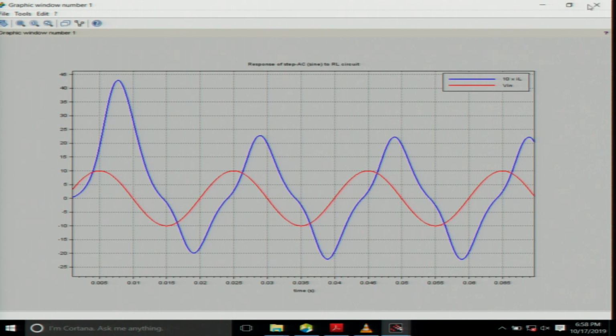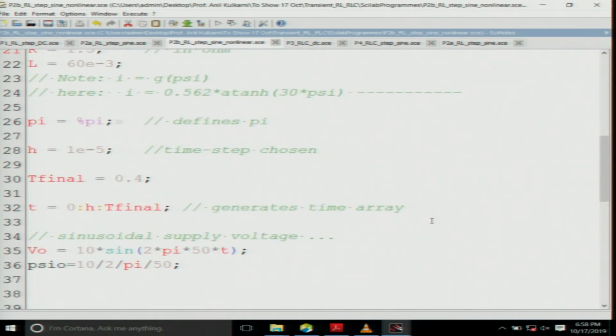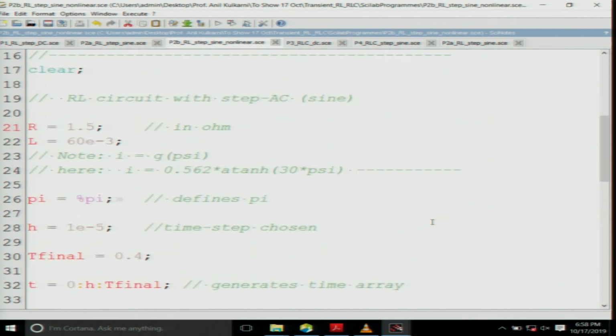So, can we just do one more interesting thing, go up, and what we will do, just to let this transient be a bit more prominent, is reduce this resistance by a factor of 10, from 1.5 ohm we make it 0.15 ohm. So, let us see what happens.